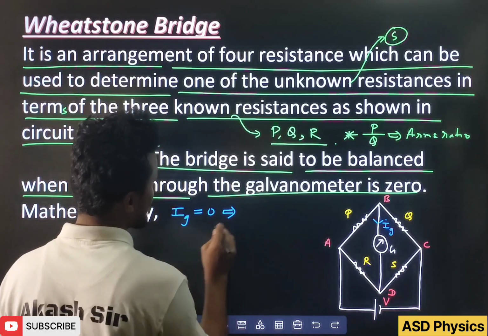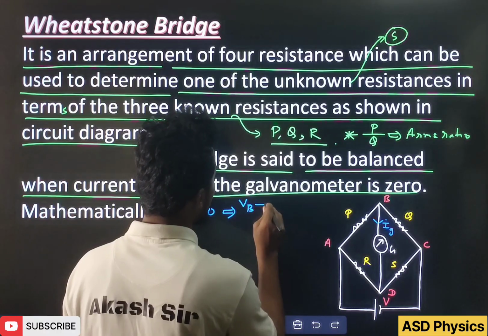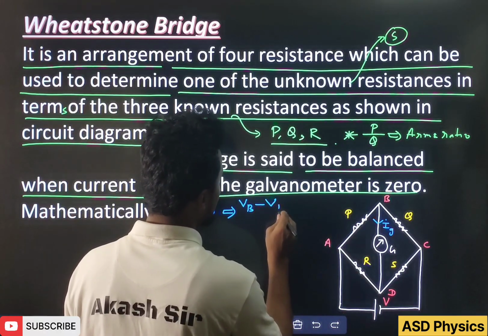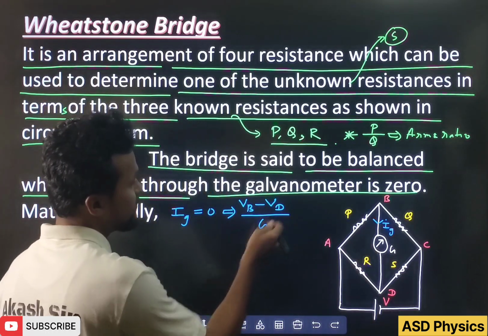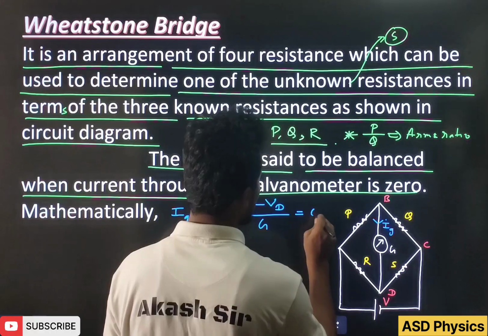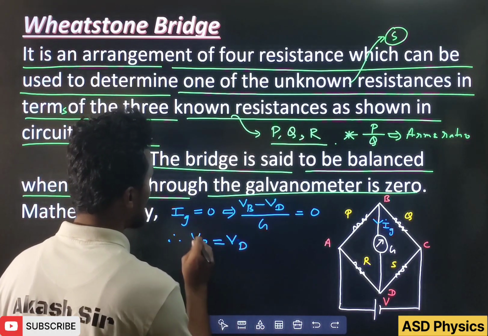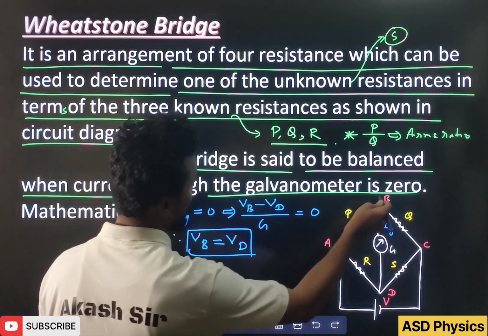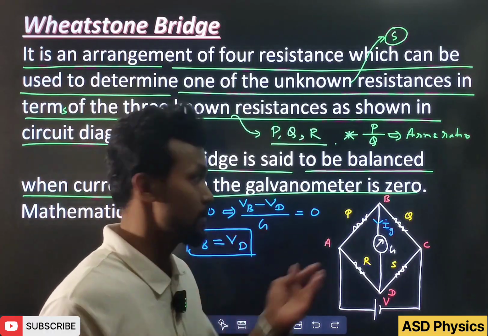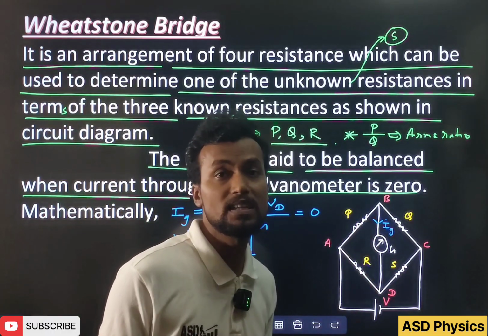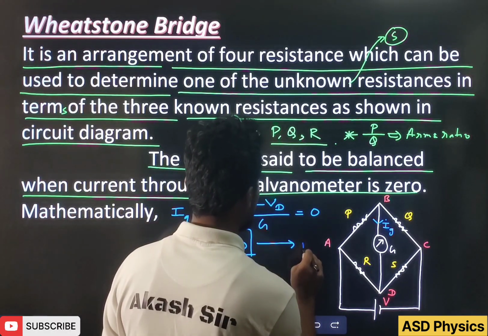Then I can write IG, from Ohm's law, as the potential difference, that means potential at point B minus potential at point D, divided by the galvanometer resistance G. So IG means VB minus VD by G should be equal to 0. From here we can say that VB should be equal to VD. That means the potential at point B and the potential at point D should be the same, or we can say the potential difference will be 0. So this is equation 1.